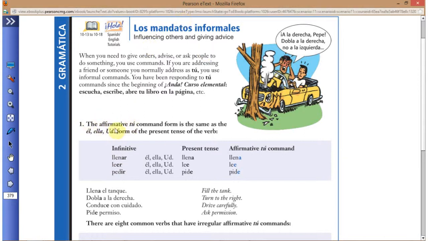Okay, the first thing you need to learn about is informal commands. For the affirmative tú command, you're going to be using a command form that looks just like él, ella, usted in the present. So if you tell somebody to fill the tank, you're going to say llena el tanque. The person you're thinking about is tú, but that actually looks like usted. Okay, wait a minute, what's going on?